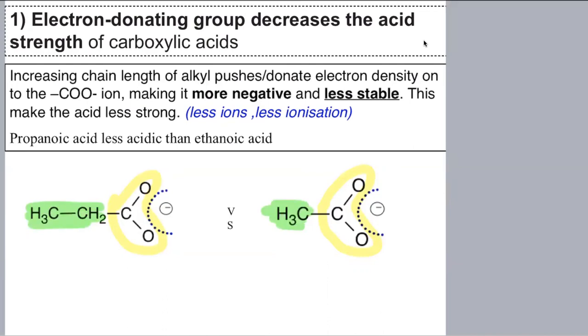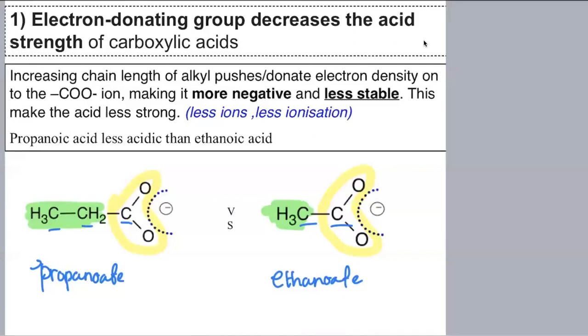This is an ethanoate ion on the left, and a propanoate ion. How do I know that? Because I count the number of carbons. Do not miss out the carbon on the COO or the COOH part of the molecule. So this is an ethanoate ion because I have 2 carbons. These 2 acids, propanoic acid and ethanoic acid, have different acidity. It turns out that ethanoic acid is more acidic than propanoic acid.